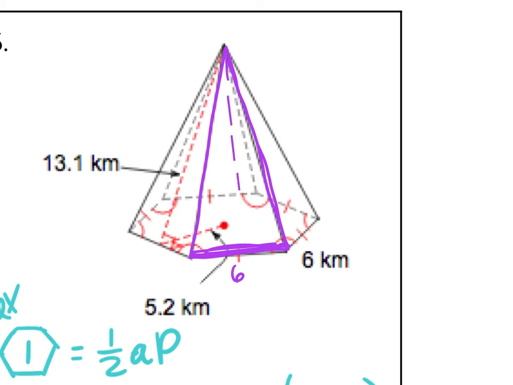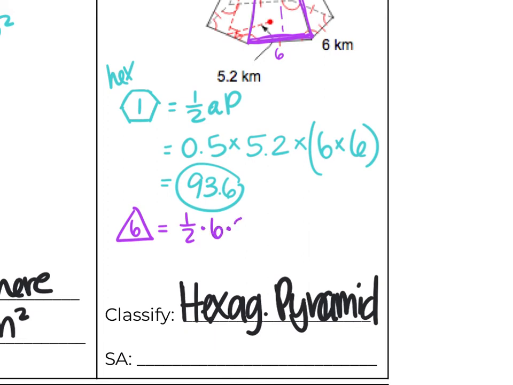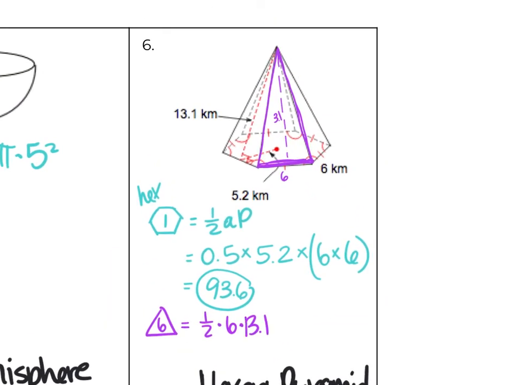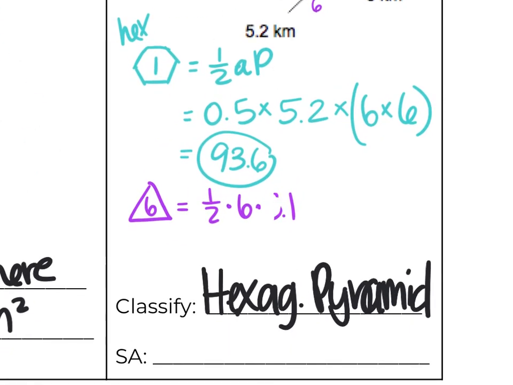I need this slanted height here. What would that be? 13.1. So I'm going to do half times 6 times 13.1. Make sure you correct that. And then we're going to take our answer times what? 6. So half of 6 times 13.1 times 6.